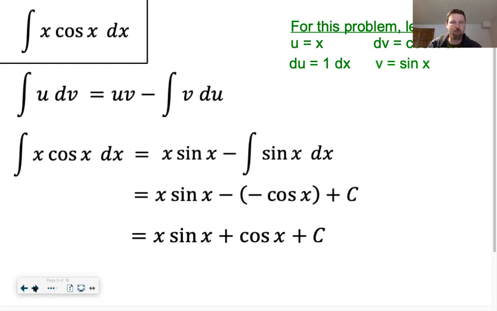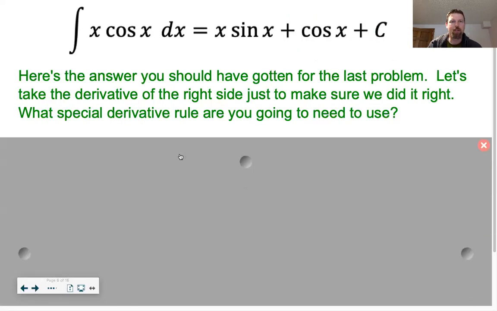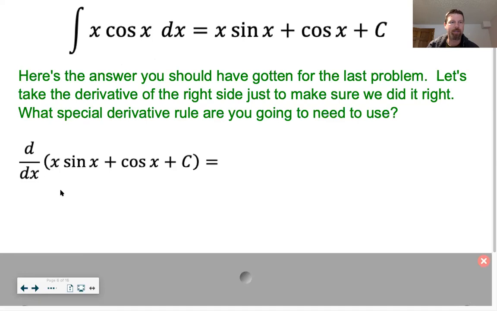Let's actually work through why integration by parts works. Before we do it, we're going to talk about this. This is the problem we just did: the integral of x cosine of x equals x sine of x plus cosine of x plus c. To see why integration by parts works, we're going to confirm that we found the right answer by taking the derivative of this side. Because if the integral of x cosine of x is equal to this stuff, then if I do the opposite of integration, the derivative of this should equal x cosine of x if I did it right. So we're going to double check to make sure we did it right.